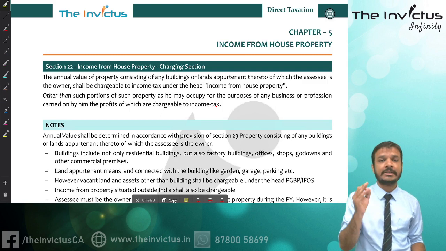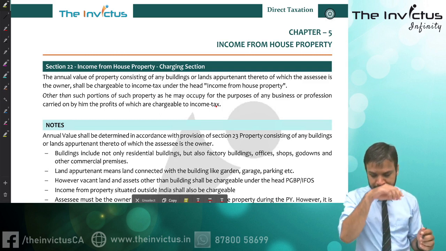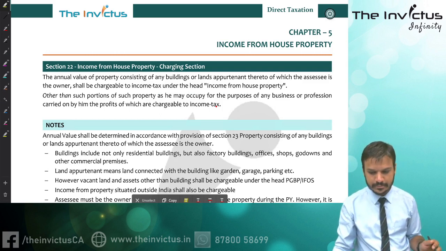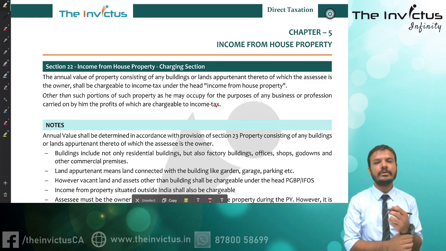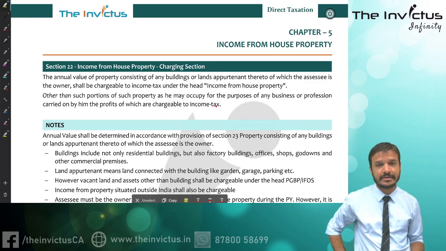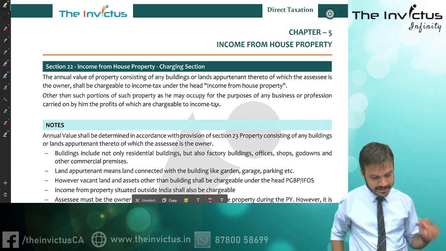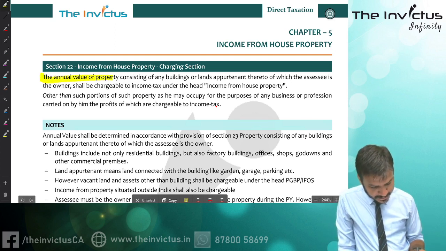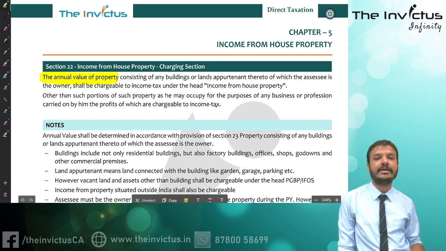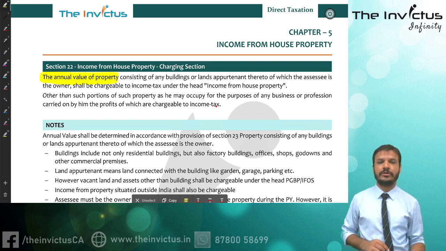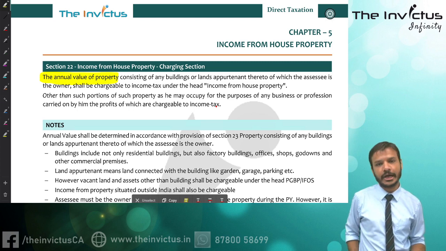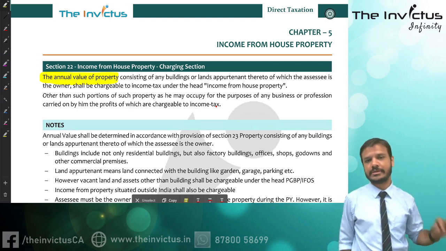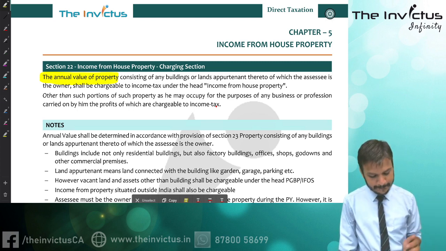First, section 22 is talking about, just a minute. Section 22 is the charging section of this head. What it says: the annual value of property. First of all, they said annual value. So the first question arises, sir, what do you mean by annual value? That we will discuss in section 23.